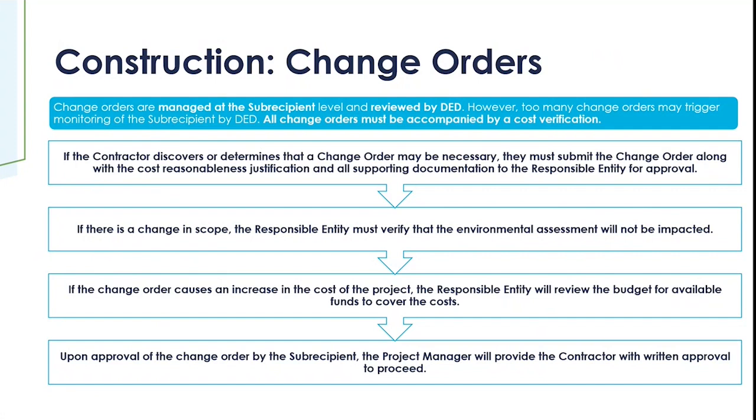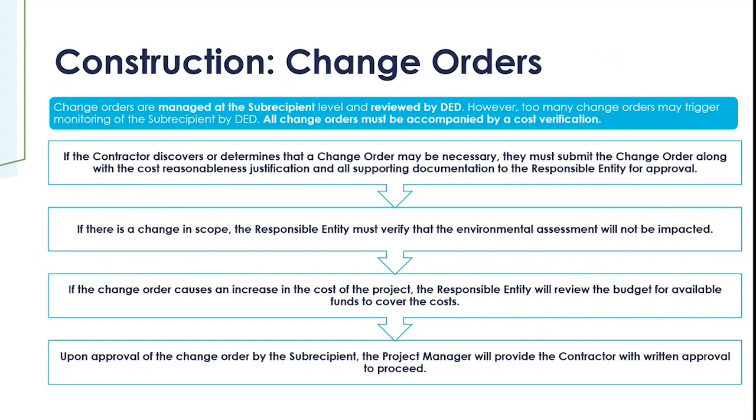Also, as we mentioned before, any change order that involves a change to the contract price must be accompanied by a cost verification. The process is that if and when the contractor discovers that a change order may be necessary, they will submit it to the responsible entity, the subrecipient, and again it must be accompanied by a cost reasonableness justification and any other supporting documentation that may be required. If the change order results in a change in scope, it must be verified that the environmental assessment will not be impacted. A change order will not be approved until it is confirmed that the environmental review will not be affected.